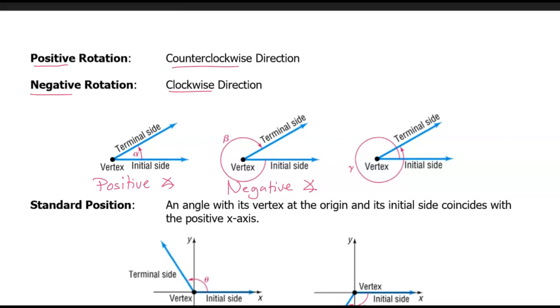And the last one, do you think that's a positive or a negative angle? That gamma is positive because we are going counterclockwise. But we do know it's an angle bigger than what? 360. Why do we know it's bigger than 360? It goes more than once around a circle.